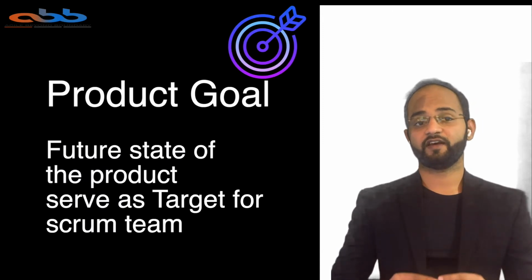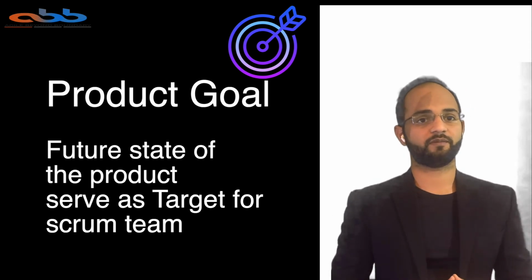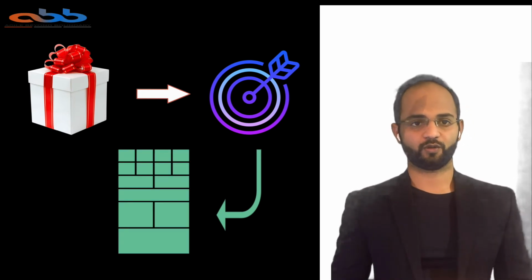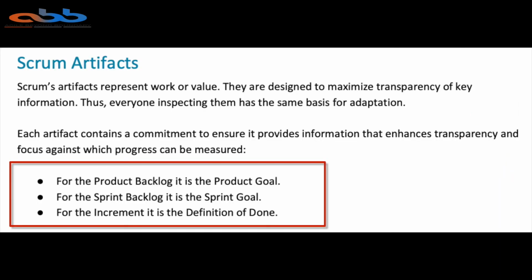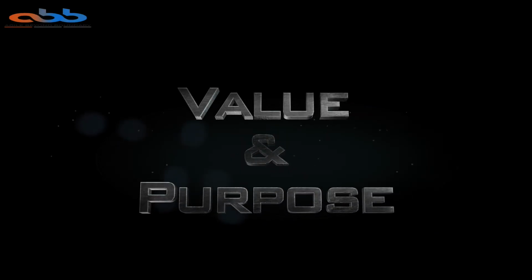The product goal is defined as the future state of the product which serves as a target for our Scrum team, and the product backlog emerges as the things that we need to achieve that product goal. Now, if you link this back with the three artifacts, the product backlog is linked with the product goal. Your sprint backlog is linked with your sprint goal, and your increment that is getting delivered is linked with your definition of done. This clarity in the Scrum Guide itself is really commendable, and it helps us to understand clearly what the purpose of the artifacts is.